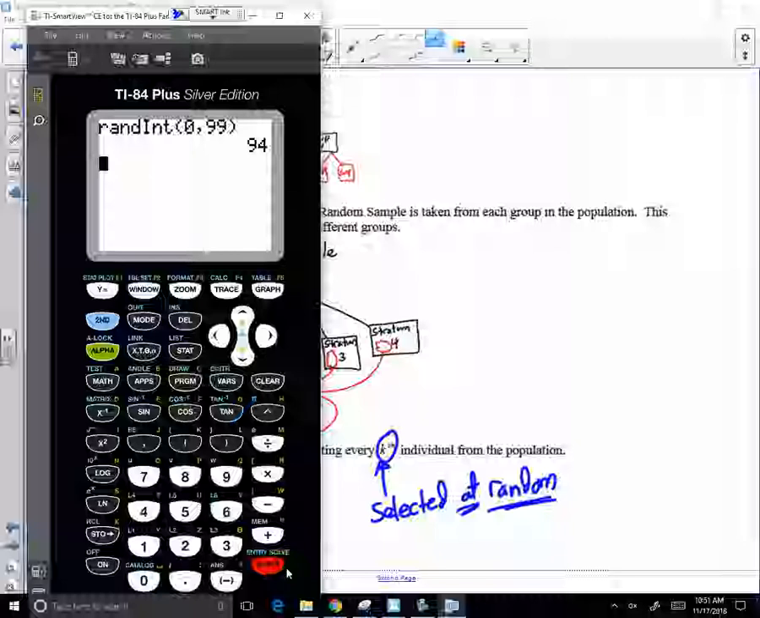Now, if I only have 100 people, that could be a problem. Okay? So what you would want first is to determine how many people you want in your sample.